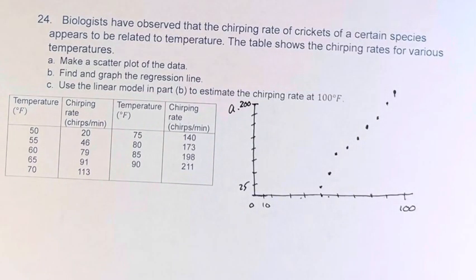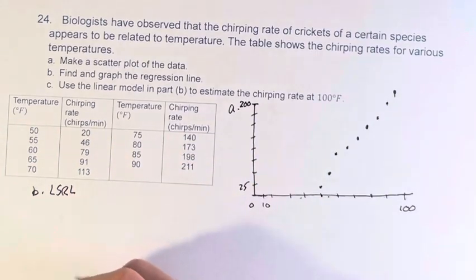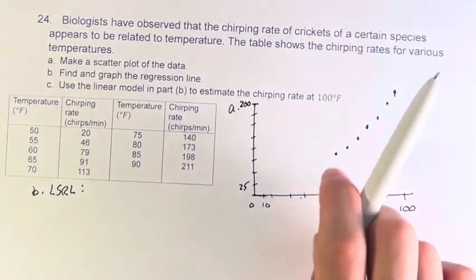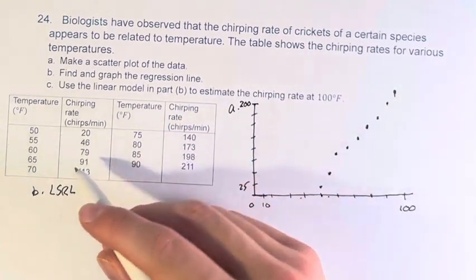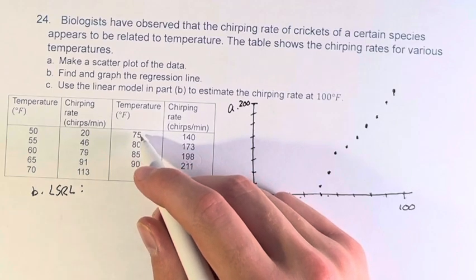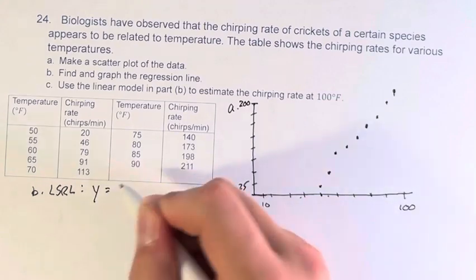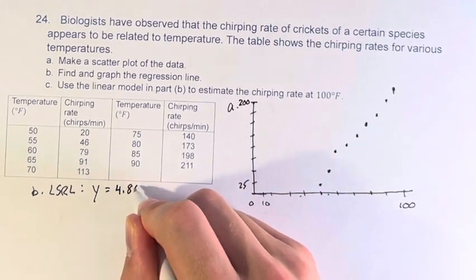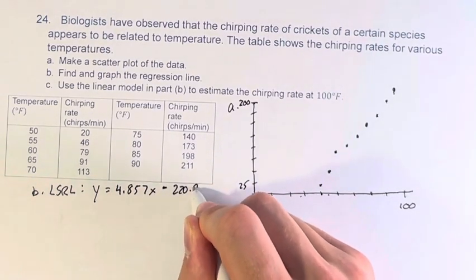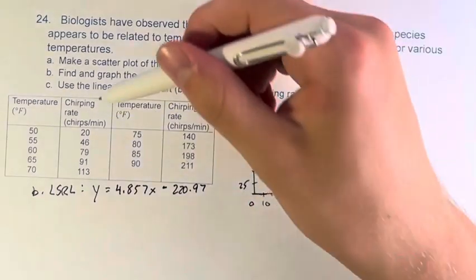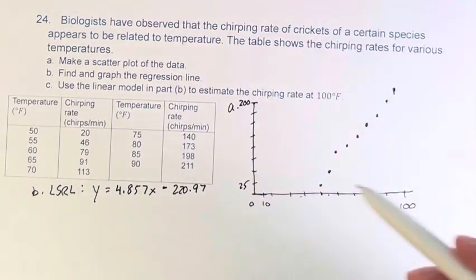So we're asked to find and graph the regression line. So the LSRL, the least squares regression line, is the line that minimizes the distance between the line and all the points. And you can do this a couple ways. You can do this online. You can do this with your graphing calculator. But the regression line for this particular relation is y is equal to 4.857x minus 220.97.